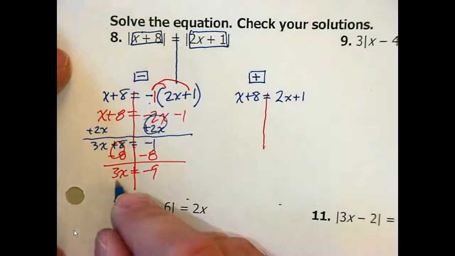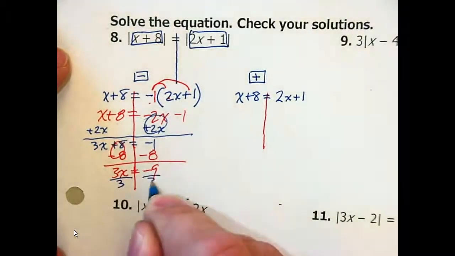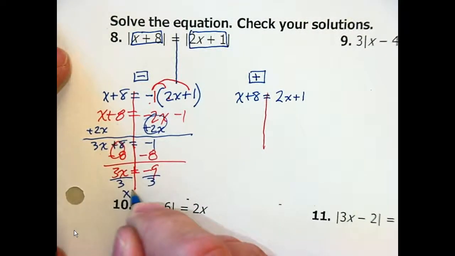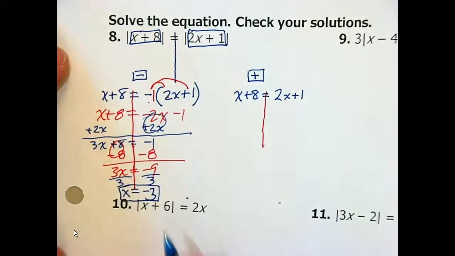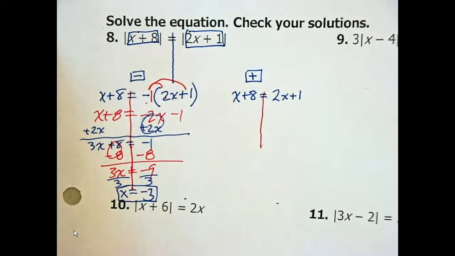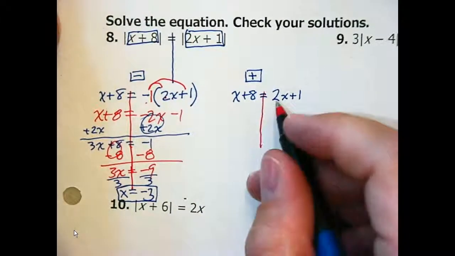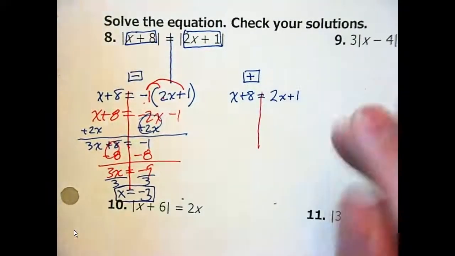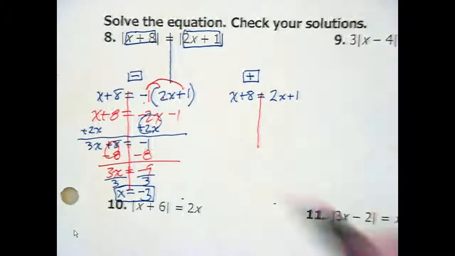3x equals negative 9. Okay, next step. Divide by 3. 1x equals negative 3. All right. So this guy right here, what's my first step?